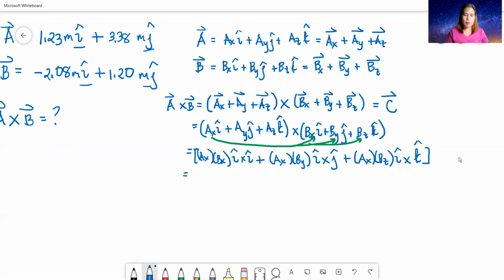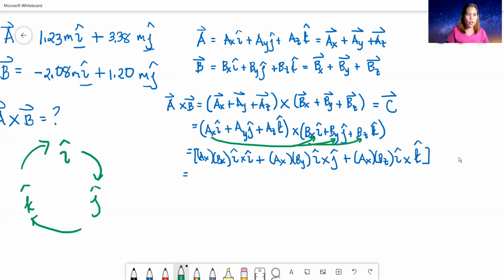So whatever value of ax bx, you have i cross i. Now, our technique here: you write in your scratch, for example, i hat, j hat, k hat, and then you go clockwise. If you have i cross j, if you follow the clockwise direction here, the resulting direction would be the following direction. So if it's i cross j, then the following is positive k hat.